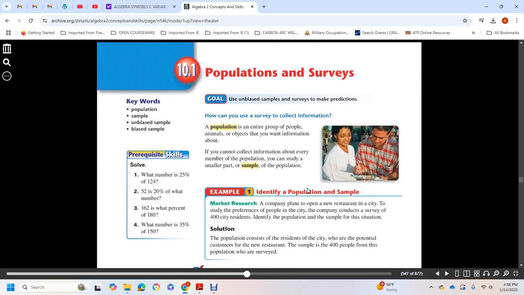10.1 Populations and Surveys. A population is an entire group of people, animals, or objects that you want to find information about. If you cannot collect information about every member of the population, you can use a smaller part, or a sample, of the population.